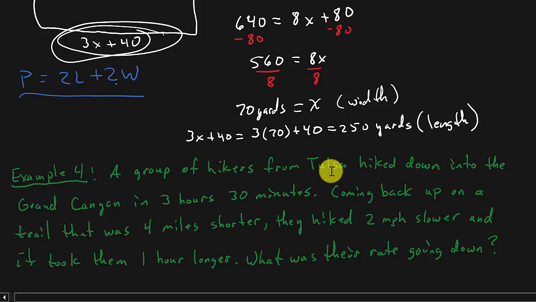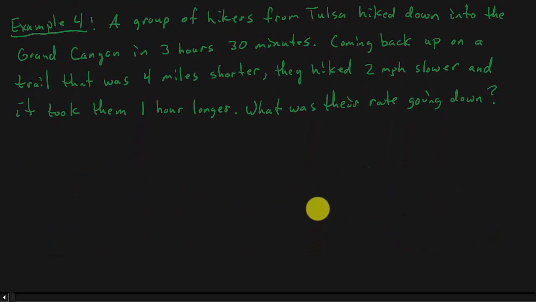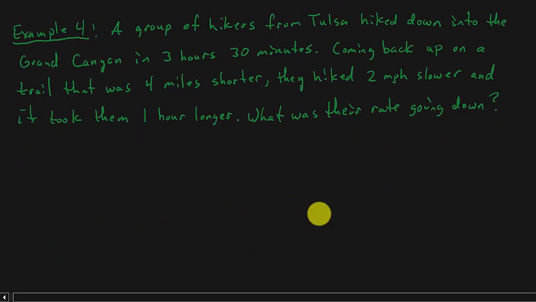All right. Let's look at the next one. It says a group of hikers from Tulsa hiked down into the Grand Canyon in 3 hours and 30 minutes. Coming back up on a trail that was 4 miles shorter, they hiked 2 miles per hour slower, and it took them 1 hour longer. What was their rate going down?